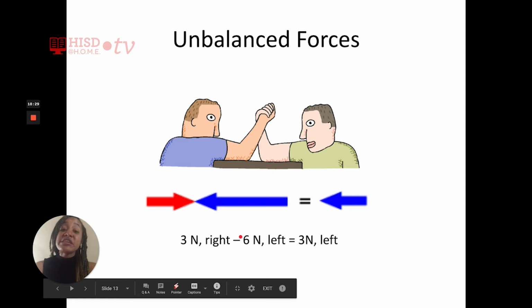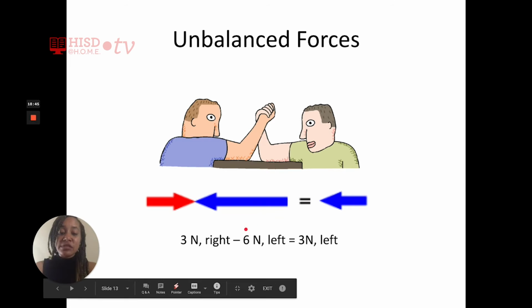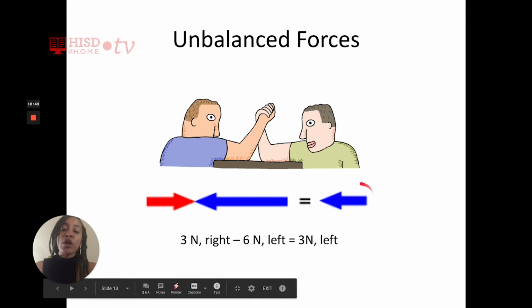And so when we subtract the red force and the blue force, we will get a net force of 3. And remember, forces always move in the direction of the largest force. The blue arrow was at 6 newtons. It was the largest force. Therefore, we're going to move in the same direction as the blue arrow, but this time at 3 newtons. So the answer to this question is 3 newtons to the left.